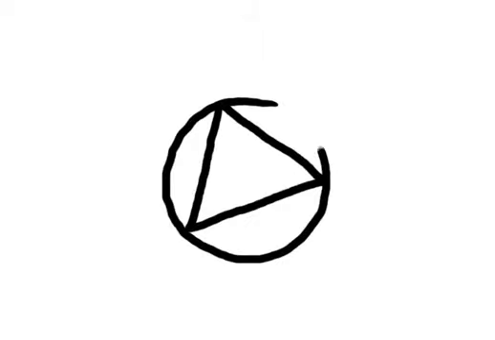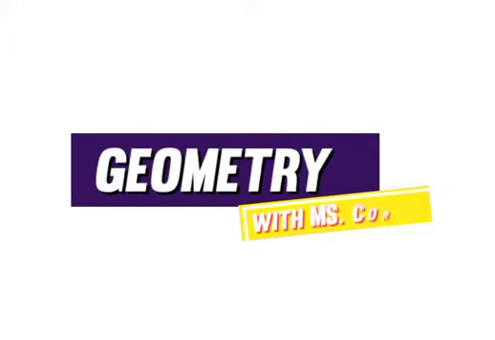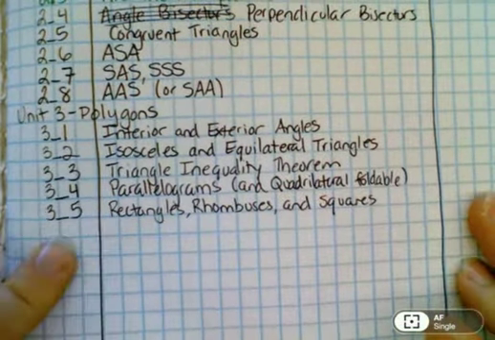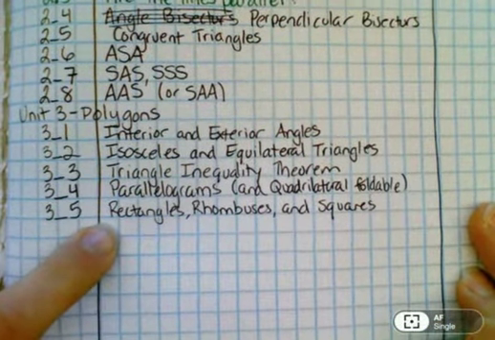Rhombus, circumscribed, angles, this thing. It's geometry. With me, Miss Cohen. Today we are doing our fifth lesson in this unit, Unit 3, Lesson 5, rectangles, rhombuses, and squares.